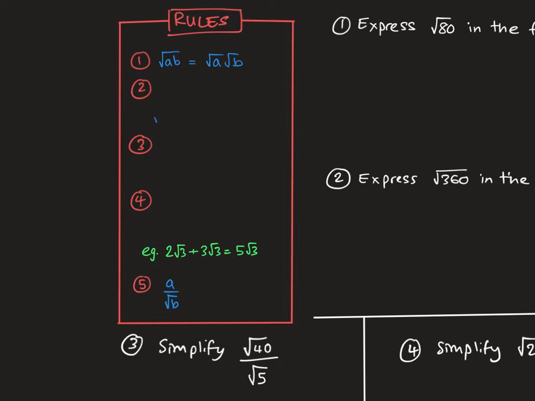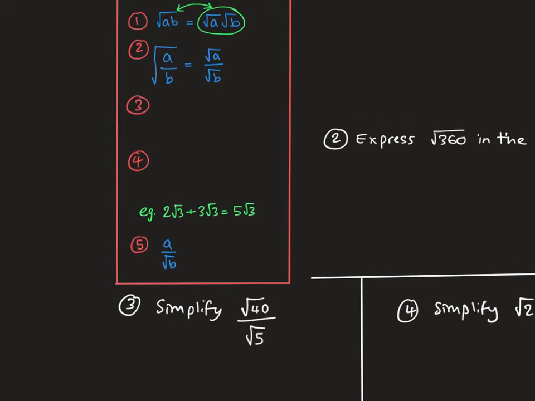Now, rule 2 is that if you have the square root of a number divided by another number, those can be separated out as well into 2 separate square roots. By the way, for both rules 1 and 2, you can actually work backwards as well. So if you had the 2 square roots multiplied together, they can be put back together under the same root as well. So it actually works both ways. Same thing goes for rule 2.